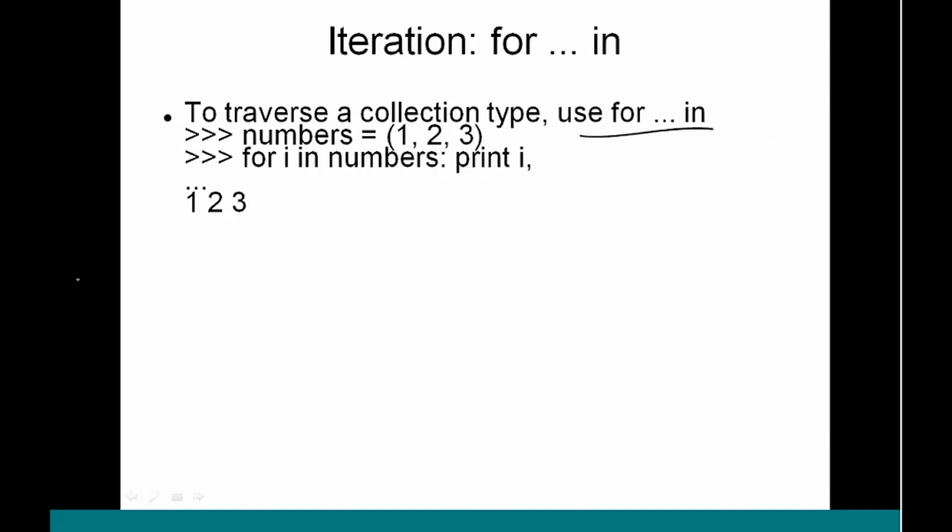To traverse the collection data type, we can use the in keyword, essentially for something in something. The something in something is defined here, basically numbers are defined as 1, 2, 3, and then we can say for i in numbers. So basically it takes those things and then prints that i. So here we get 1, 2, and 3.